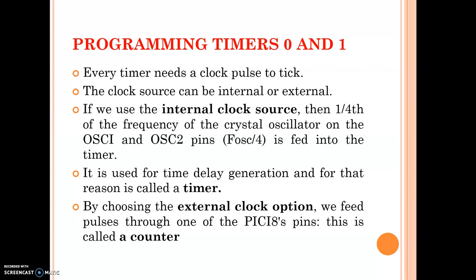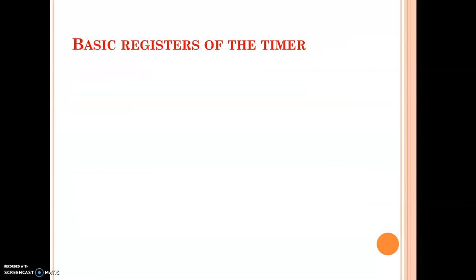They can be used for generating the time delay. But at that time, they are going to use the oscillator frequency divided by 4. That means the fourth part of the oscillator frequency is used by the timer if it is using the internal clock pulses. Now, before going to the programming or how it is going to work as a timer, we need to see some of the basic registers which are used by the timer for this operation.